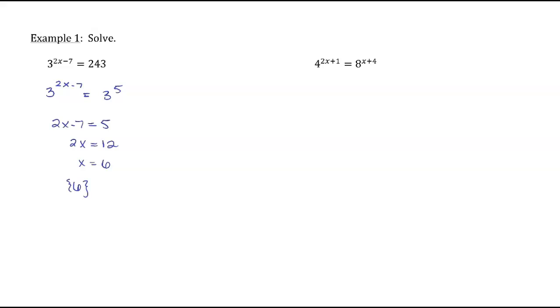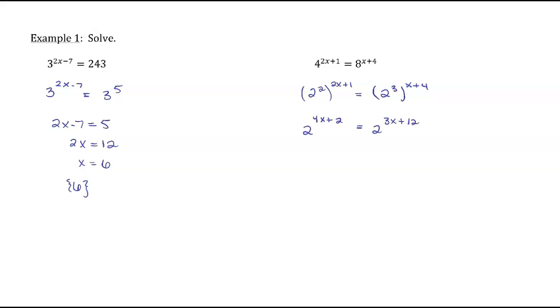4 is equal to 2 squared, so we could rewrite this as 2 squared raised to the exponent of 2x plus 1. 8 is equal to 2 cubed, so we could rewrite this as 2 cubed raised to the exponent of x plus 4. Since we have exponents raised to another exponent, we will multiply. So on the left, we have 2 raised to the exponent of 4x plus 2, and on the right, we have 2 raised to the exponent of 3x plus 12.